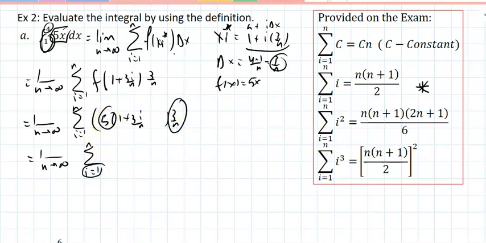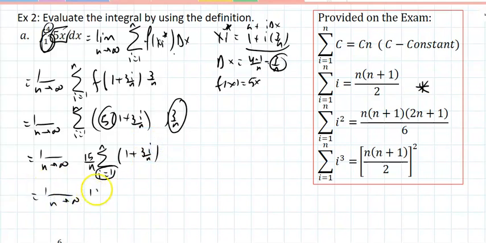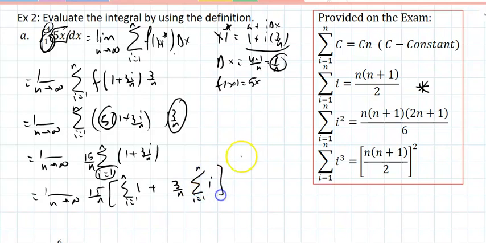I could drag that up front. That's properties of summation. So I could drag 15 over n out. And I'll be looking at 1 plus 3i over n. This is the limit as n approaches infinity of 15 over n times the series i equal 1 to n of 1 plus 3 over n times the series i equal 1 to n of i.